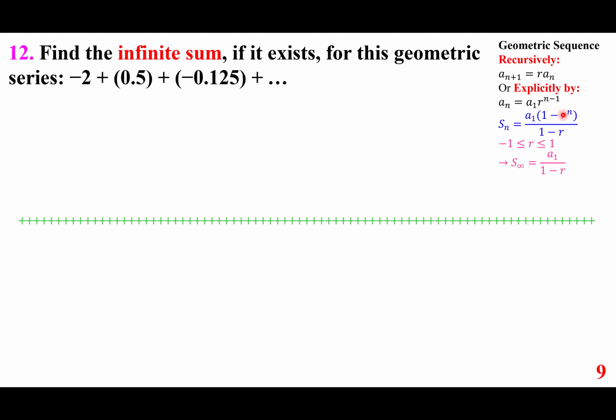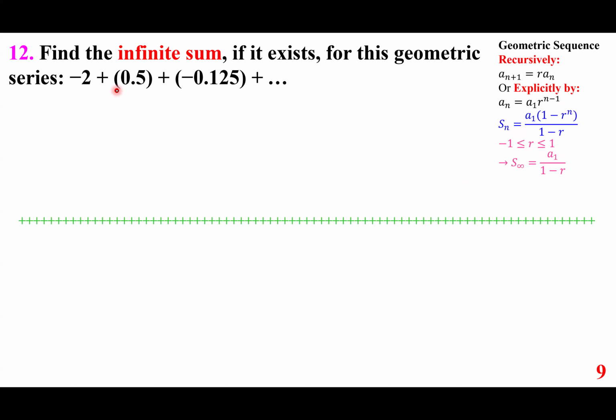Now, it's going to be difficult to calculate it unless r is between -1 and 1, in which case r to the power of n goes to 0. And you can try it if you have a fraction like 1/2 or 1/3. When you raise it to the power, it becomes smaller and smaller. So we call it the sum S sub infinity, which means the infinite sum is A sub 1 over 1 minus r.